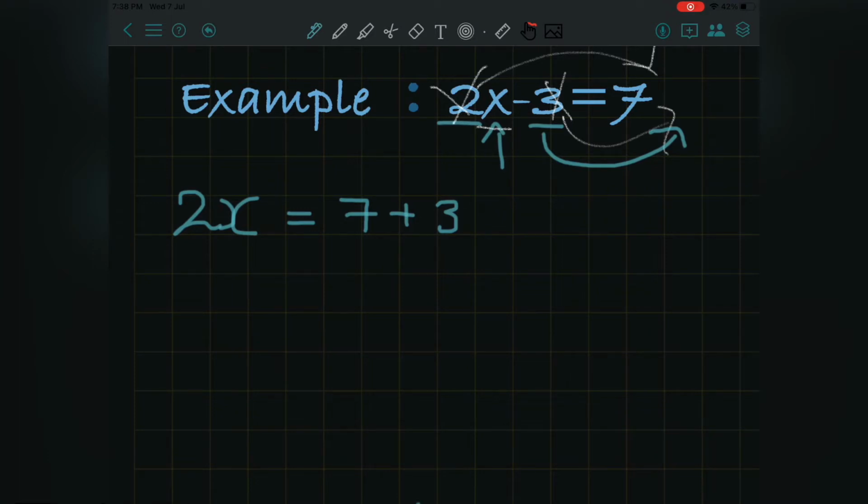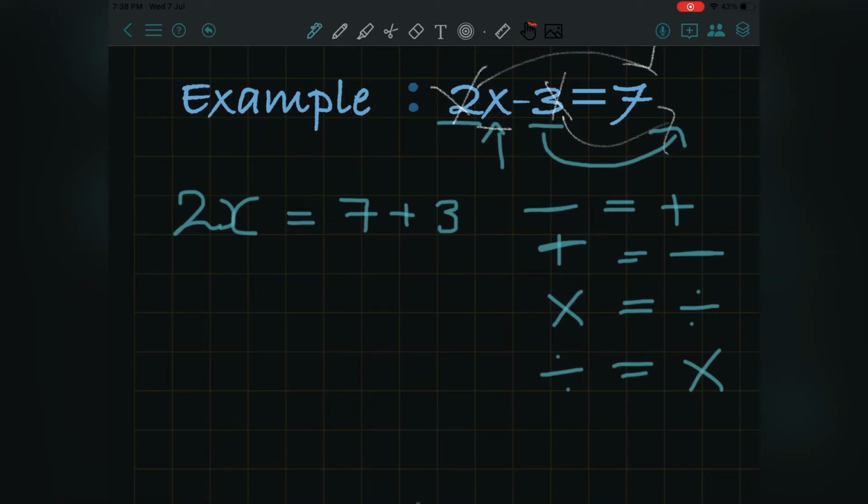So I just write this down. If it was minus, it becomes plus. If it was plus, it becomes minus. If it was multiplication, it becomes division. If it was division, it becomes multiplication. Let's just keep that in mind. So now we have 7 plus 3, which is 10. Now we have 2x is equal to 10.